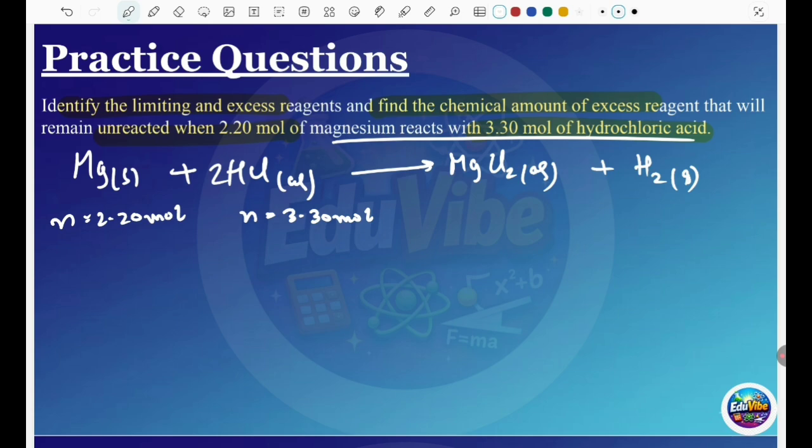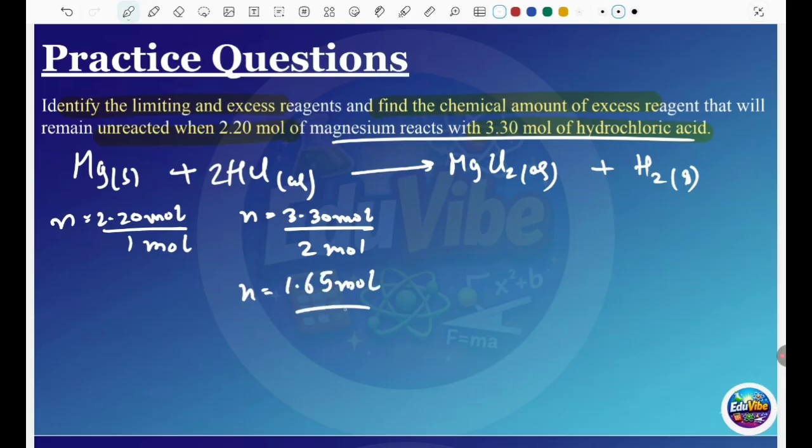We don't have a mass or molar mass, we just have the moles. Now we have to divide this by the number of moles the magnesium has. Magnesium has only 1 mole and this has only 2 moles. So this divided by 2, you will get about 1.65 moles, and this stays the same.